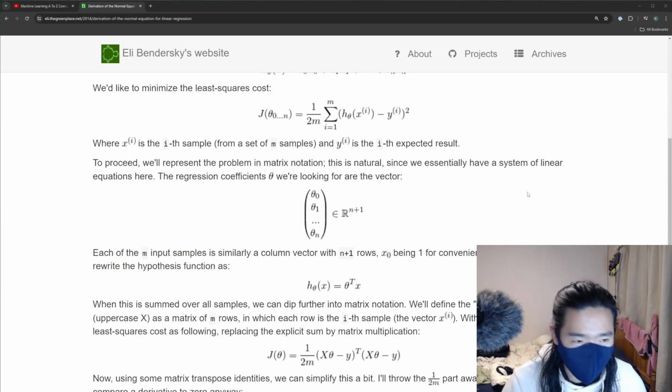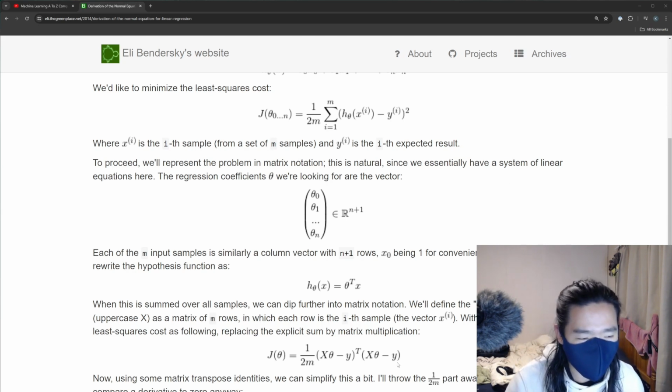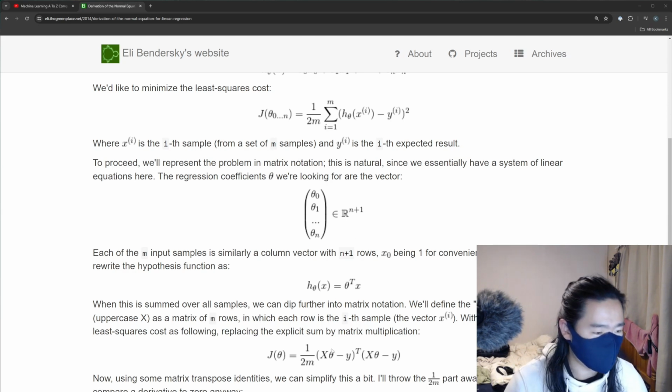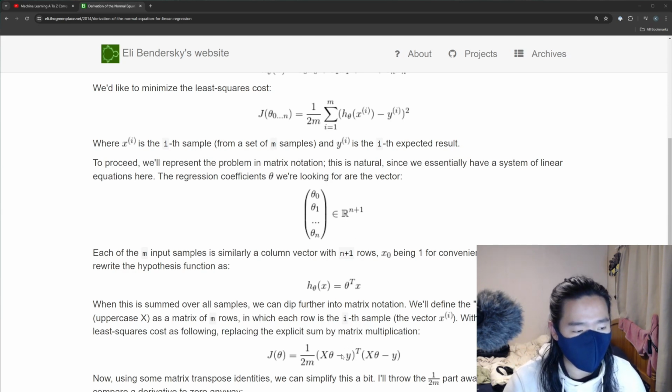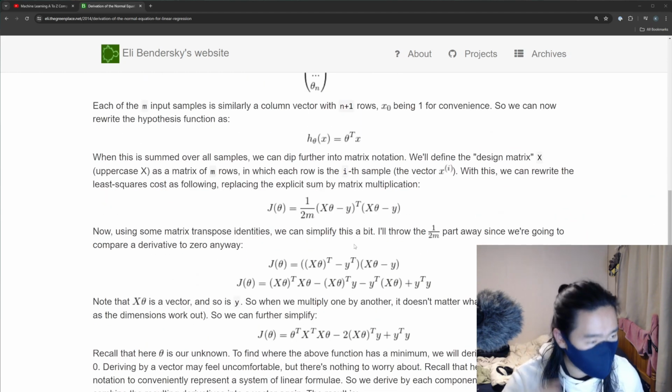Yeah, I'm not gonna lie, I'm really failing to explain this. But essentially, you'll just have to take my word for it that this transpose operation and this matrix multiplication is replacing the summation as well as the square term. So we then simplify this a little bit.